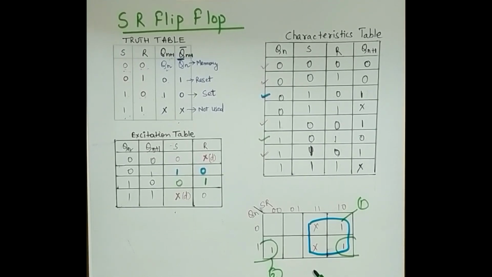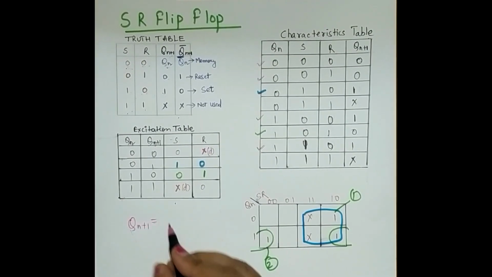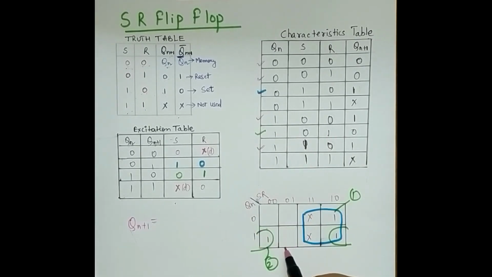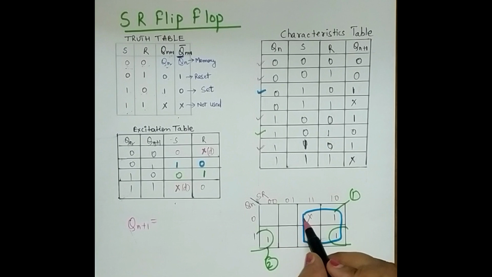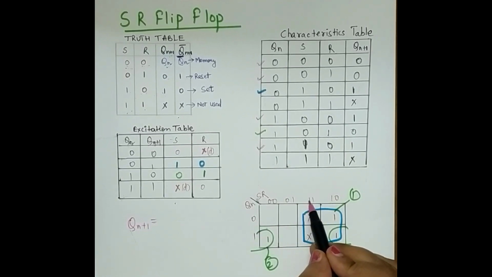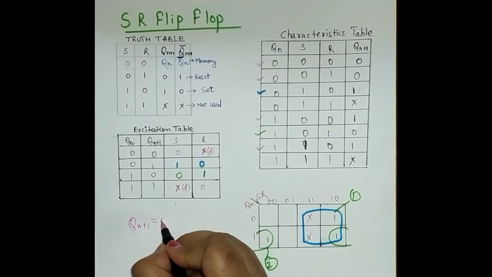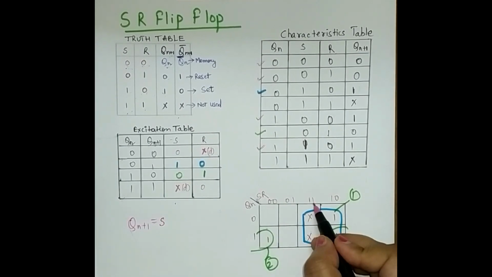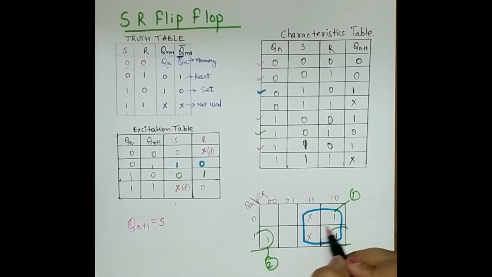So now let us write down the equation from this K map. Okay, so we'll write down the characteristic equation. So we are writing the value of Qn plus 1. So when I am reducing the first group, so see the value of Qn in both the cases, it has changed from 0 to 1. Now what is the value of S? It is 1 in both the cells and again 1 in both the cells. So the value of S is constant. So I will write it over here. Then let us see the value of R. So 1, 0. So the value of R has changed.